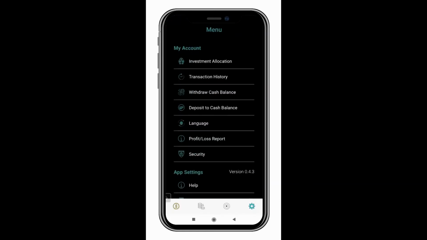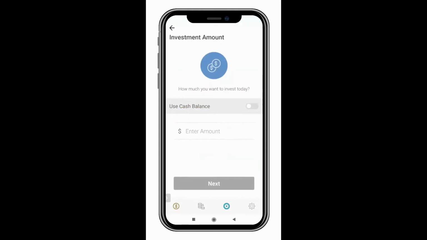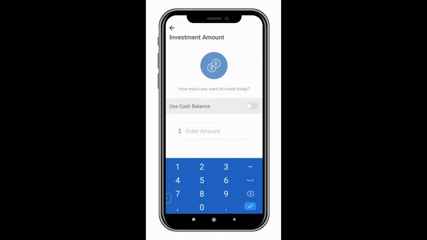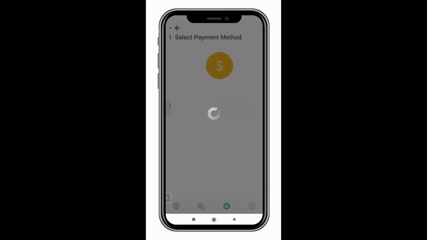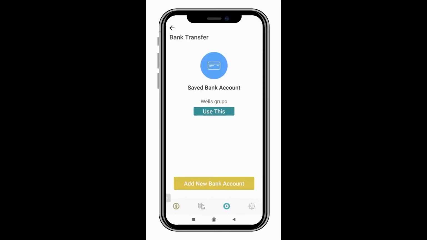Now that I have a portfolio, I can go back to the home screen and say that I want to invest now. I can enter the amount that I want to invest. Let's say I want to invest $50. It'll ask me, how do I want to invest? I can use my bank transfer or my card. If I choose bank transfer, in this case, I'm in the US, so it's giving me the option of doing ACH.